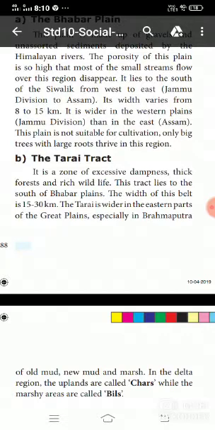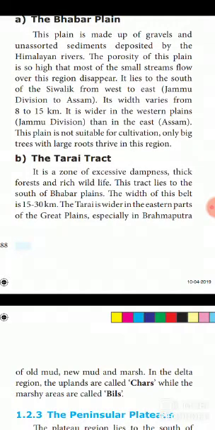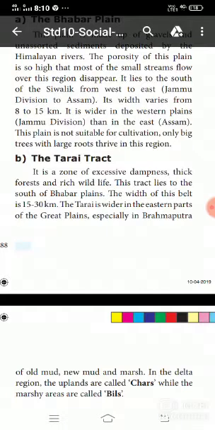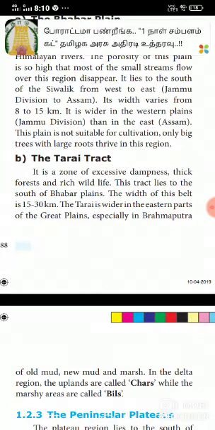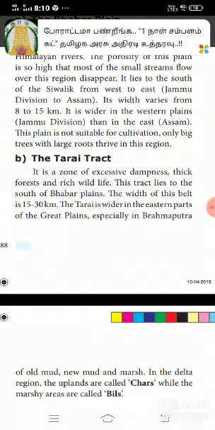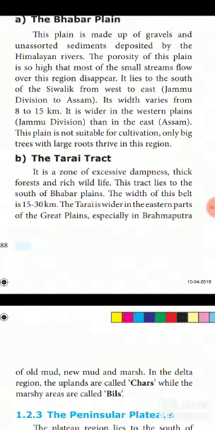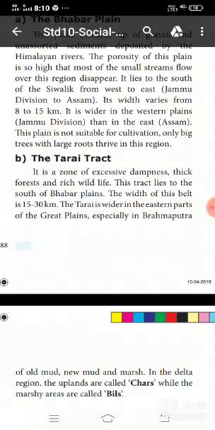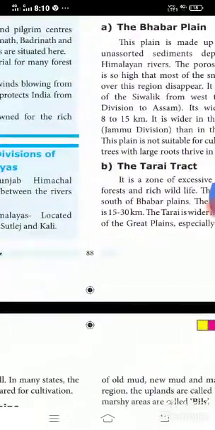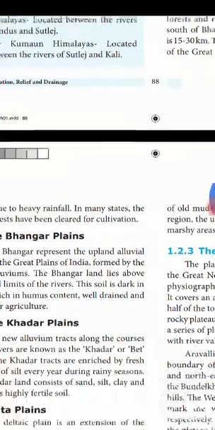Okay, so the place with excessive moisture is what we call the Terai Tract. This tract has thick forest, very dense forest, and rich wildlife. This tract lies to the south of the Bhabar Plain. The width of this belt is 15 to 30 kilometers. The Terai is wider in the eastern part of the Great Plains, especially in the Brahmaputra Valley, due to heavy rainfall.